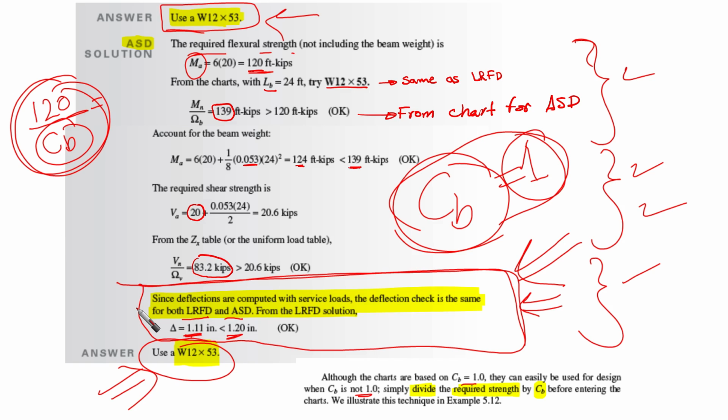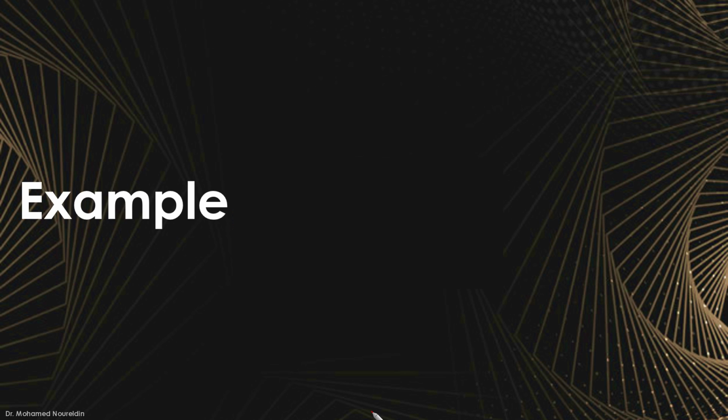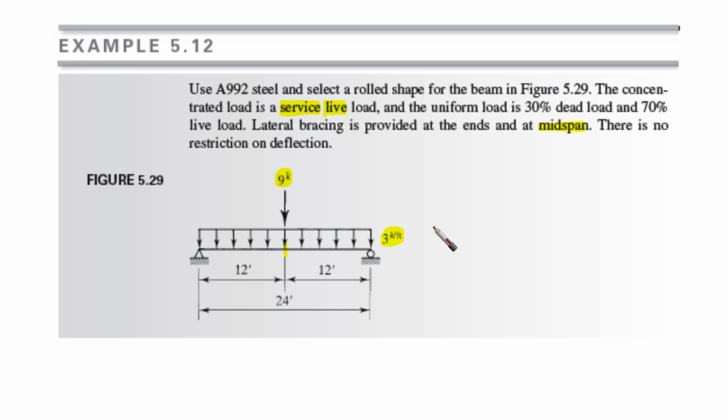We're going to see this in the next example. So simply divide the required strength by CB before entering the charts. We illustrate this in the next example. I think that we need to finish as soon as possible to be within the time limits.